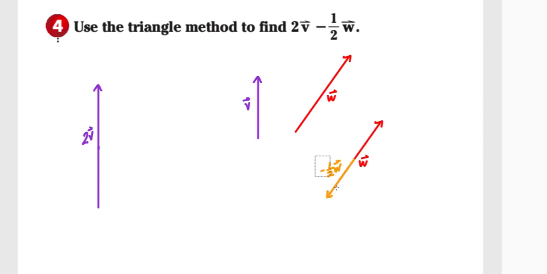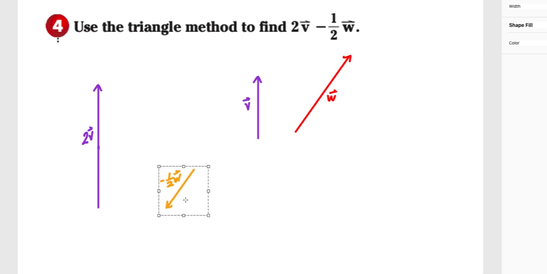So -1/2 w is going to be half. Let's see if I can get it to come off. It won't, but that's okay. It's going to be half of w. So let me erase parts of w that I can. There we go. It's going to be half of w but going in a completely different direction.